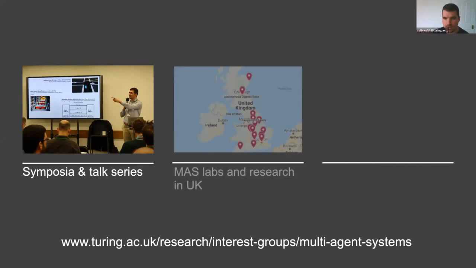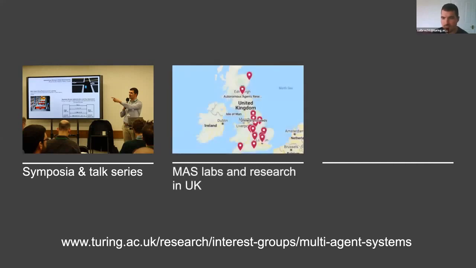We have created a virtual map where we've pinned down all the multi-agent systems focused research labs in the UK that we are aware of. If you are a lab that's not on this map yet and you'd like to be listed with some details, please get in touch with us and we can add you to this map as well. You can go on this map and find out about the details and research interests. There's quite a lot going on in the UK.